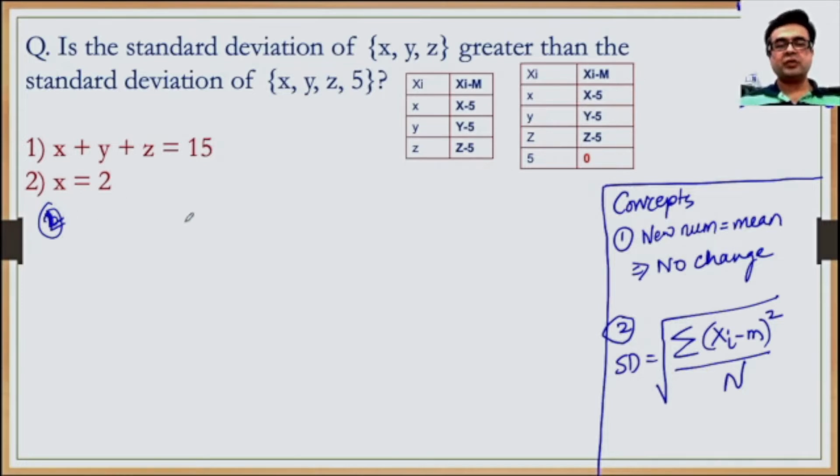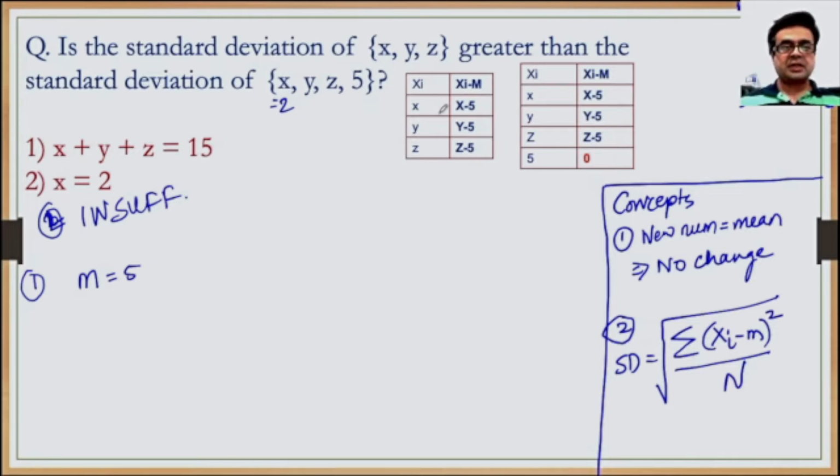In statement 2, we are given that x equals 2. There is nothing else given about the question, so clearly this is insufficient. We need more information. In statement 1, we are given that the sum of these three numbers x, y, z is 15, which means the mean of the old series, which is the mean of x, y, z, is going to be 5.